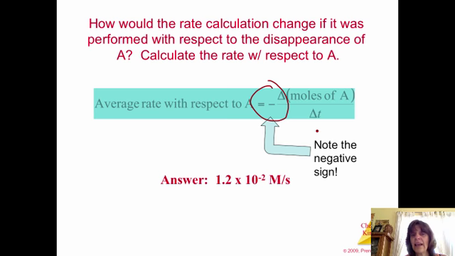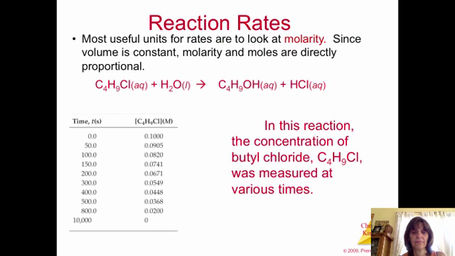And so if you did that same calculation, you can look at the moles of A over the moles of time, and you get 1.2 times 10 to the 2 molarity per second. All right, most useful units for rates look at molarity, the change of molarity. Since volume is constant, molarity and moles are directly proportional, so you can think about it either way.